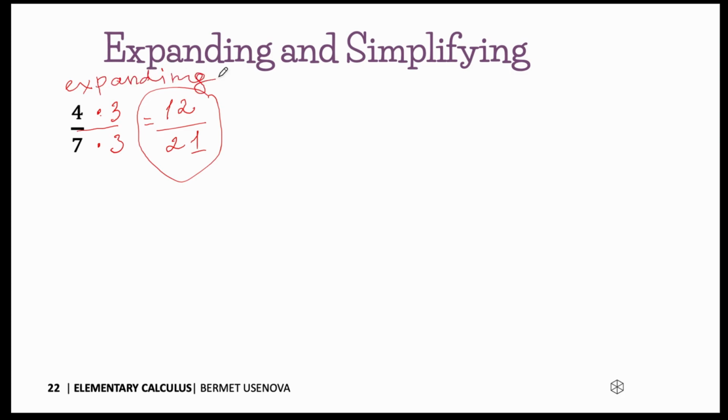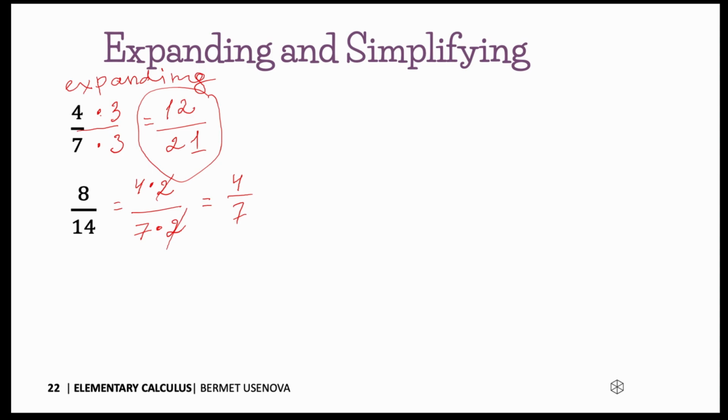On the other hand, simplifying means dividing the numerator and denominator by the same non-zero number. For example, by looking at this fraction, we can divide both parts by 2 and rewrite it as 4 multiplied by 2 and 7 multiplied by 2. So we just divide by 2 and end up with 4/7.